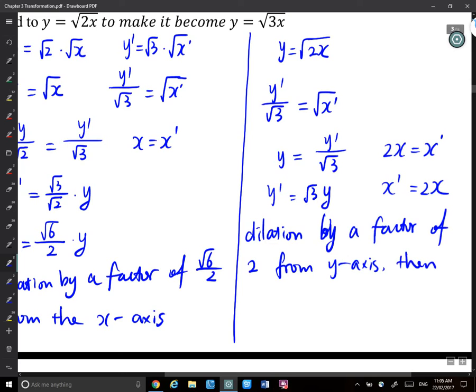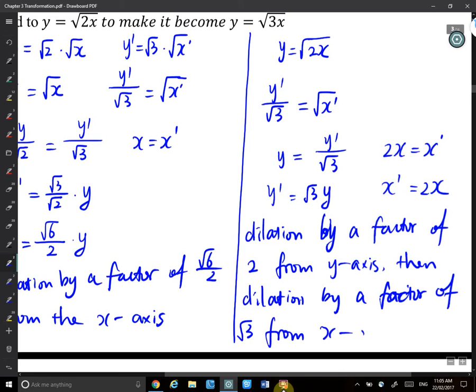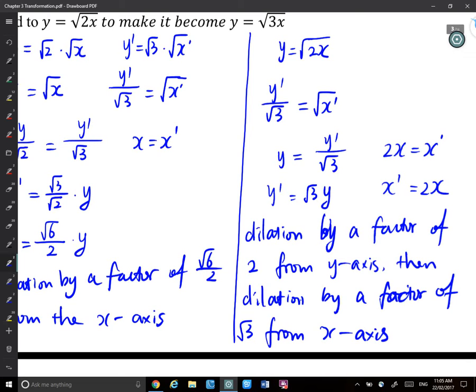Then a dilation by a factor of root 3 from the x-axis. I can stretch that in two ways. Stretch a bit this way and a bit that way, and I can still result in the same equation.